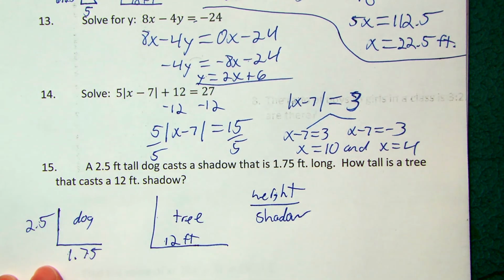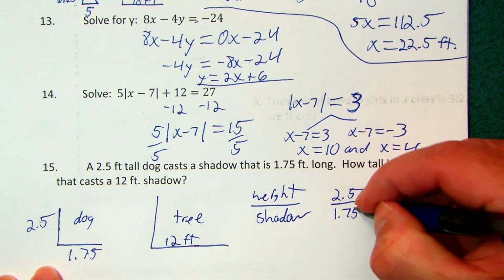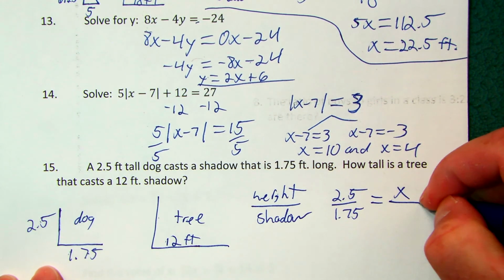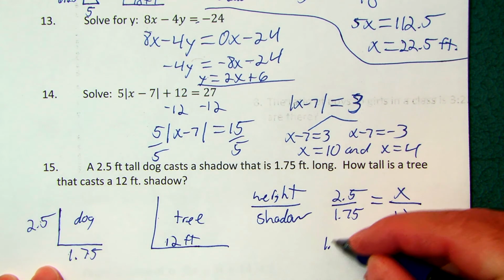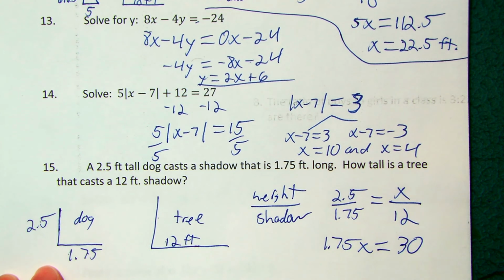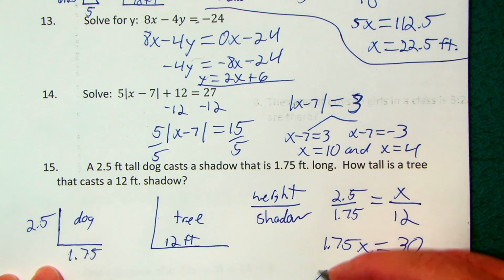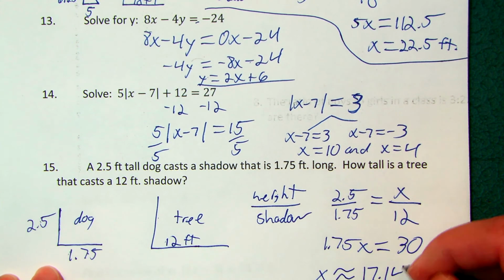So that means I'm going to have 2.5 over 1.75 equals, again, the height of the tree we're trying to figure out. The shadow is 12. So that means I'm going to get 1.75x equals 30. And we're going to just go with an approximate here, 17.14 feet tall.